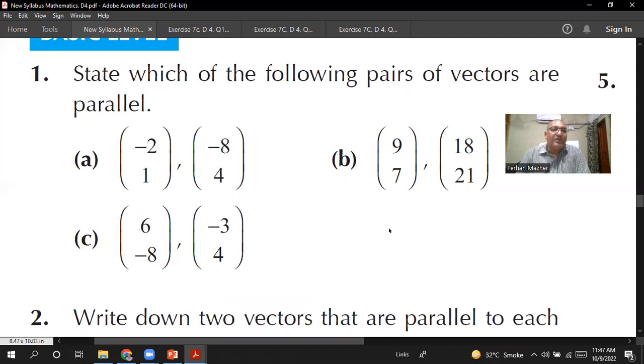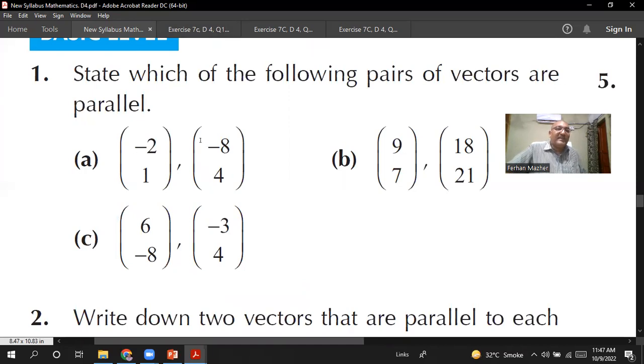The method is very simple. You take the ratio of the x1 and x2, and you find the ratio of the y1 and y2. If both the ratios of the x1 and x2 and the y1 and y2 are the same, the vectors are parallel to each other. So very simple.